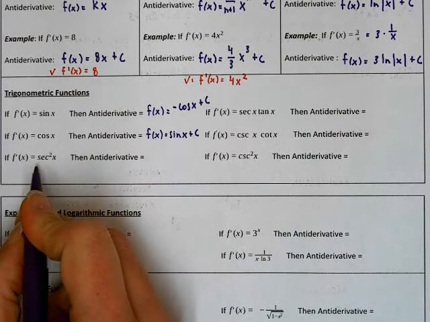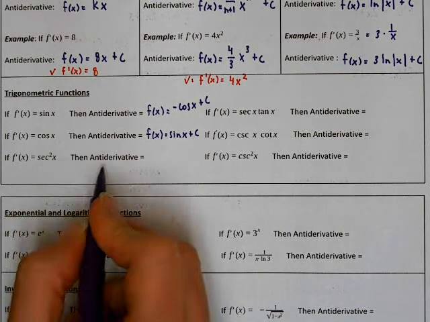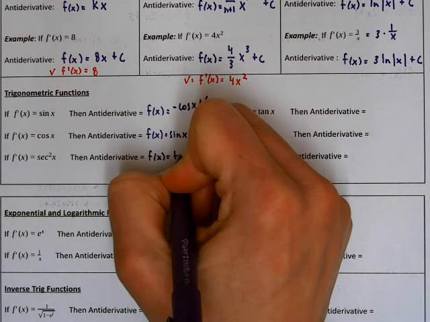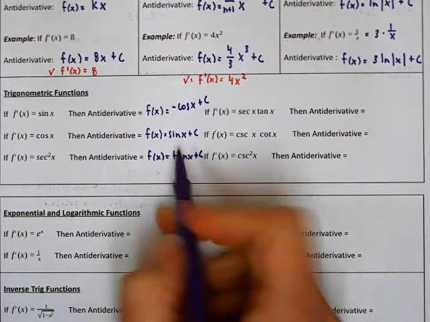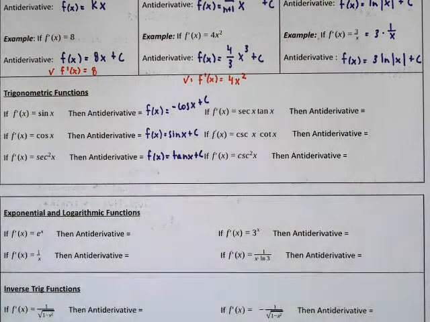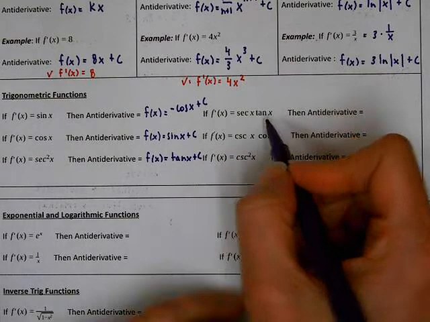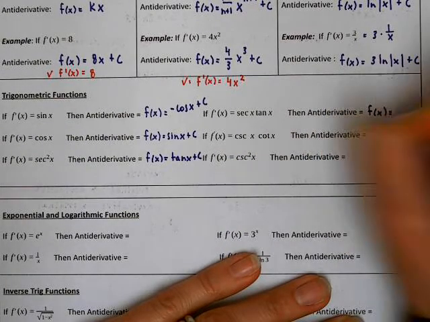And if my derivative is secant squared x, the antiderivative is tangent of x plus c. And again, that's because the derivative of tangent x is secant squared of x. All right, secant x tangent x, hopefully we recognize that as the derivative of secant x.